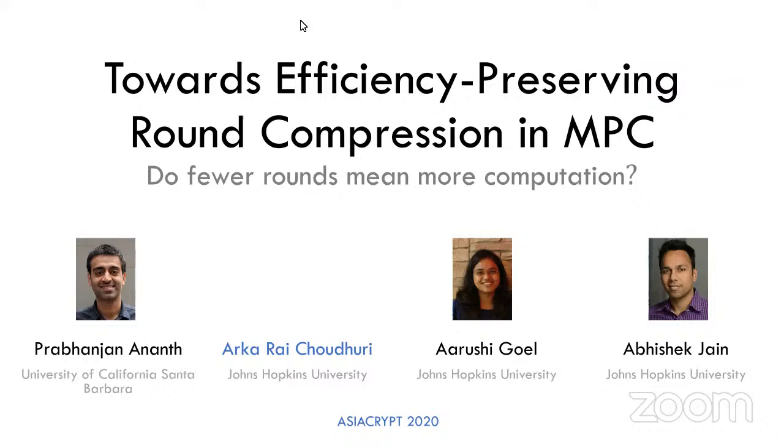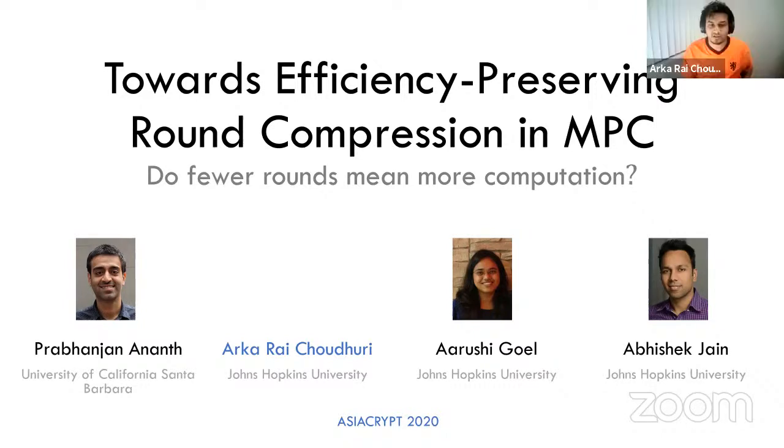Right. Okay. So the next talk is on Towards Efficiency Preserving Round Compression in MPC: Do Fewer Rounds Mean More Computation? This is authored by Prabhanjan Ananth, Arka Rai Chaudhuri, Arushi Goyal, and Abhishek Jain. And Arka is going to give the talk. Over to you, Arka. Thanks, Arpita. Can you hear me okay and see the slides? Yes, all good. All right, awesome.